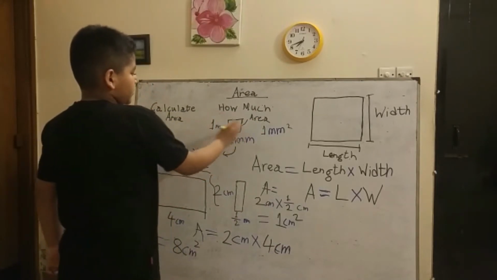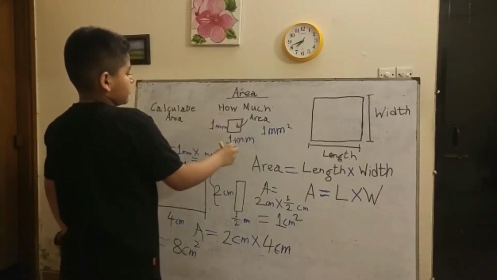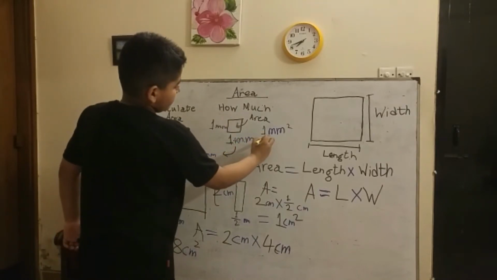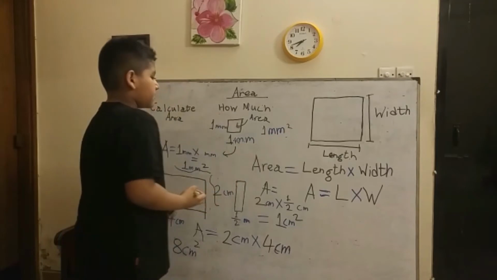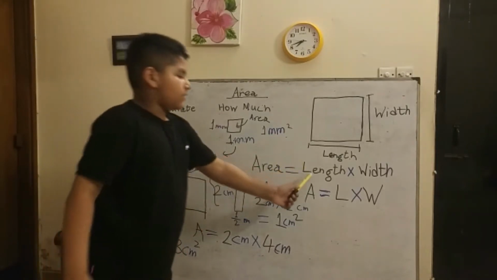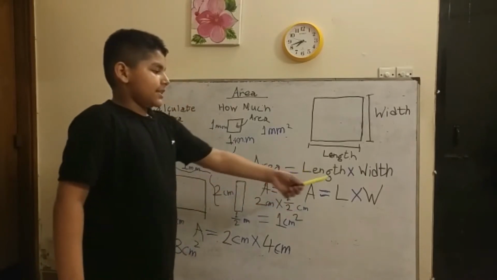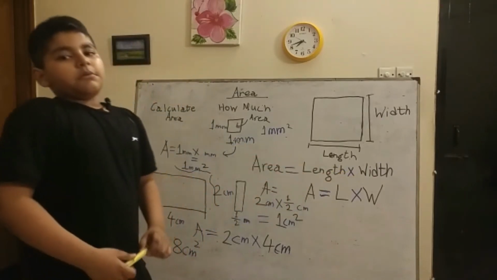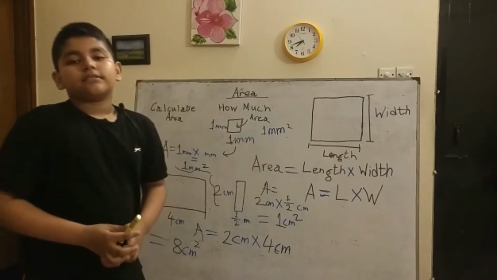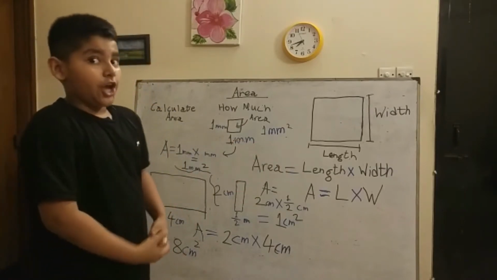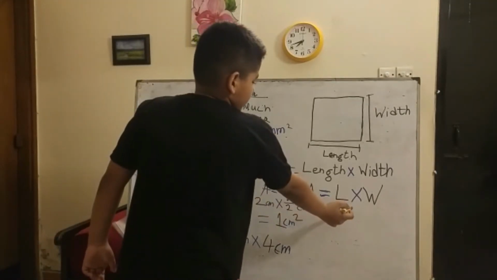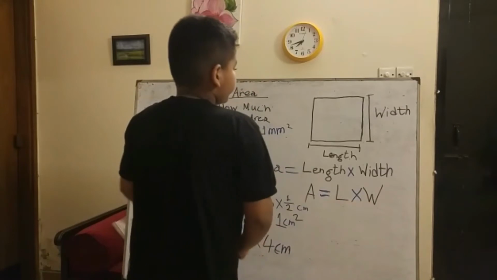Like this 1 millimeter square. Every side is 1 millimeter. The area will be 1 millimeter square, because of this formula: area equals length times width. But we usually write things in short form while looking at formulas in geometry. So we will write A equals L times W.